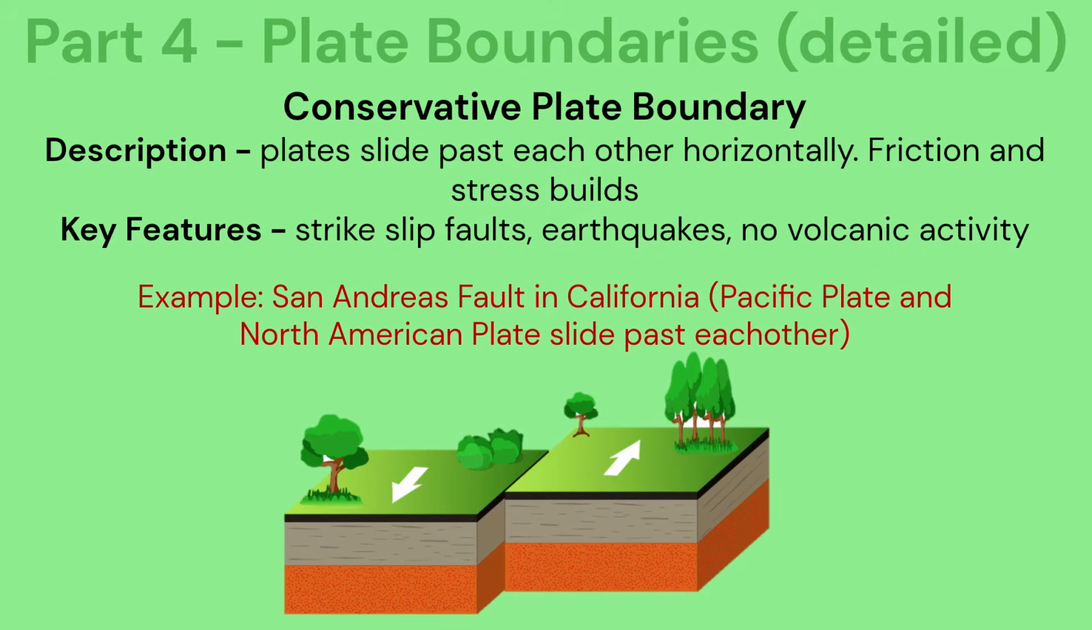Conservative plate boundary. Two plates slide past each other horizontally. As a result, friction and stress builds. Key features include strike-slip faults and earthquakes, but no volcanic activity.